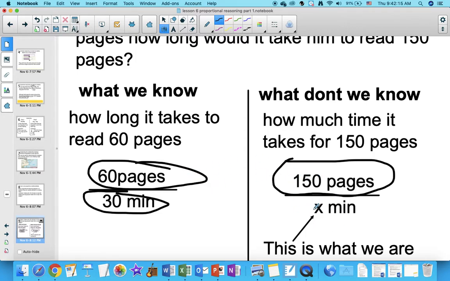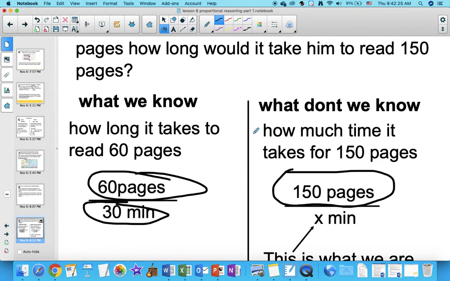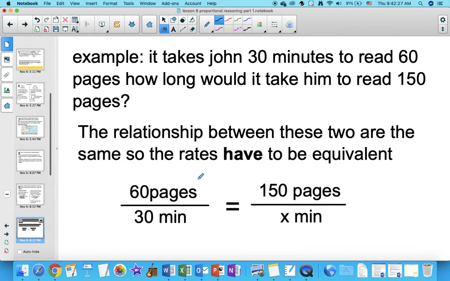We don't know what that time is. But we do know it's 60 pages every 30 minutes, and he has read 150 pages. So how long did it take him? Well, that's what we're looking for.